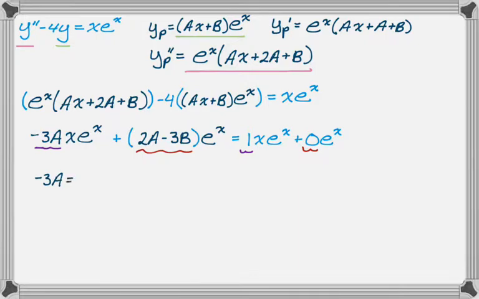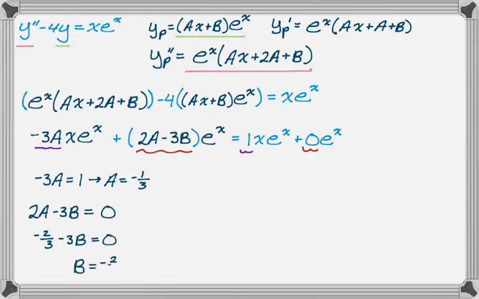So from the first equation, I know that a is negative 1/3. And then I know 2a minus 3b is 0. I just figured out what a is, so negative 2/3 minus 3b is 0. And then if I add 2/3 and divide by negative 3, I get b is negative 2/9. Okay, so now I know a and b, and the whole point was to find the particular solution.